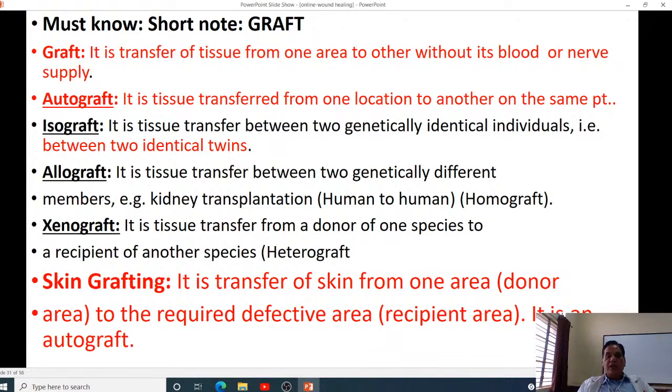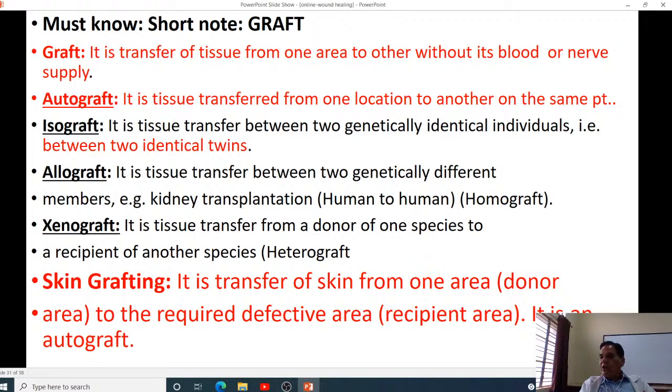What is most important is graft. G-R-A-F-T, graft. Graft is one of the ways of making the wound heal. What does graft mean? It is a transfer of tissue from one area to another without blood and nerve supply. This is a simple graft we are talking about. In pedicle graft, we are taking the blood supply.